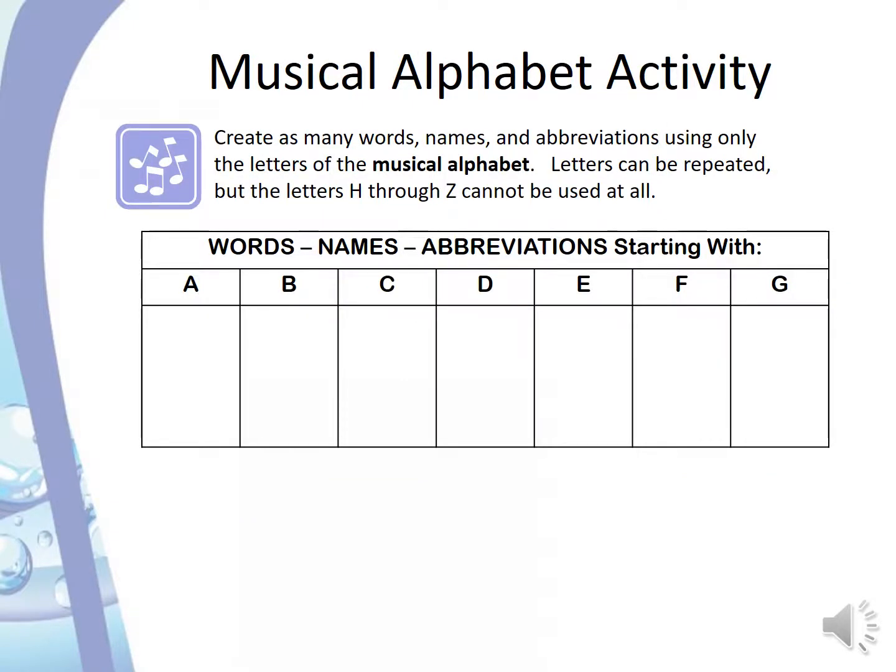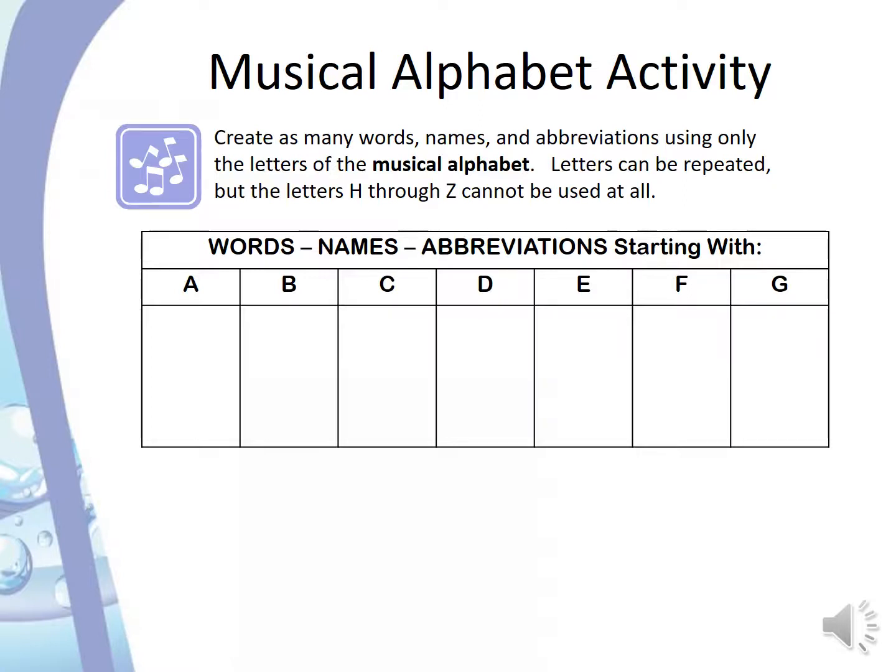To create your own ostinato is very simple. You can either improvise an ostinato pattern or, as is the case for today's lesson, create ostinatos by using words, names, or abbreviations. Now, since this is going to be a musical ostinato, we have to exclusively only use the letters of the musical alphabet. So that means only the first 7 letters of the alphabet, A through G, can be used. Letters can be repeated, but any letters past G, whether it's H through Z, cannot be used at all.